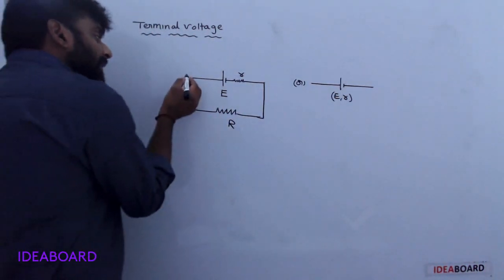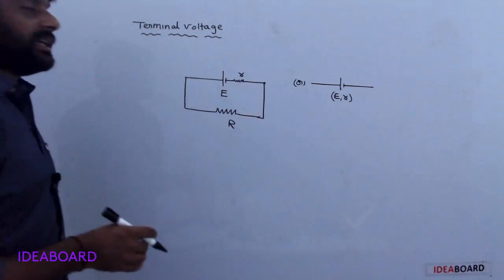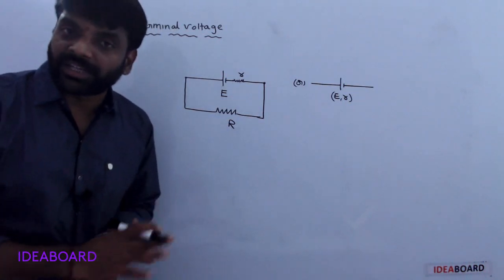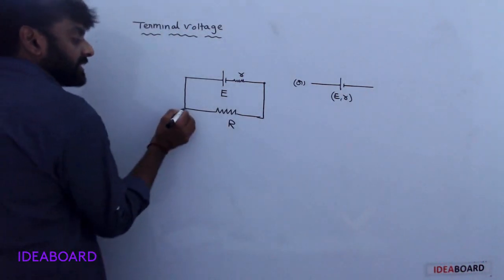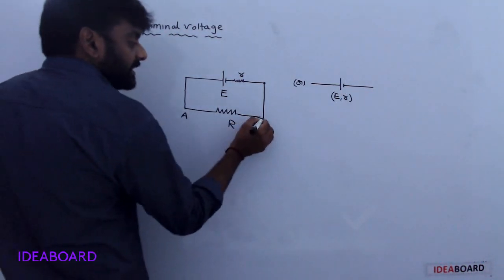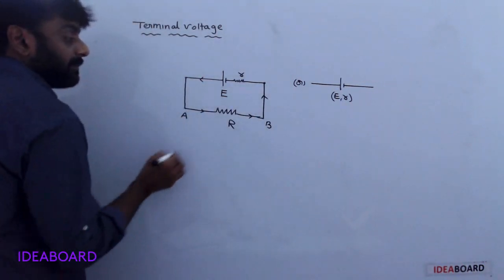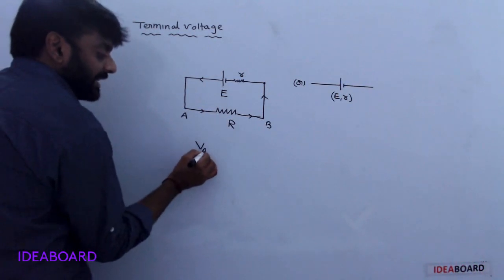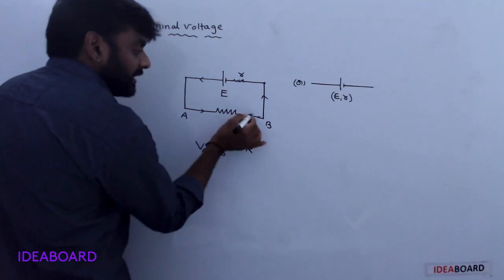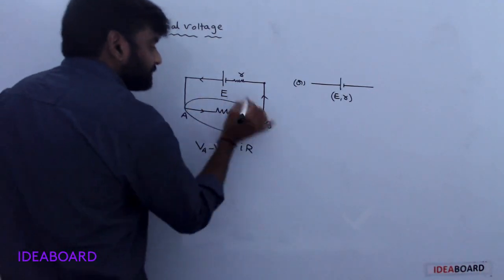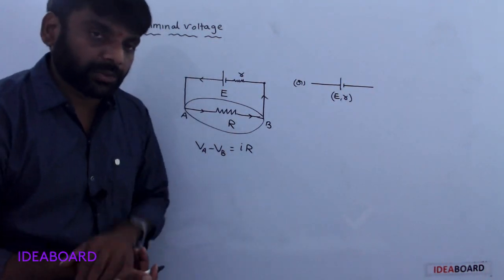The potential difference between the terminals is called the terminal voltage. Consider this is A, this one is B. Current flows in this way. Now the potential difference VA minus VB, you write as I into R. This one is the terminal voltage. Understood?